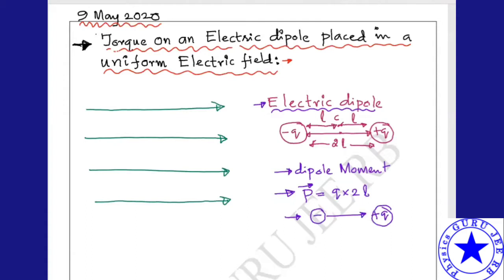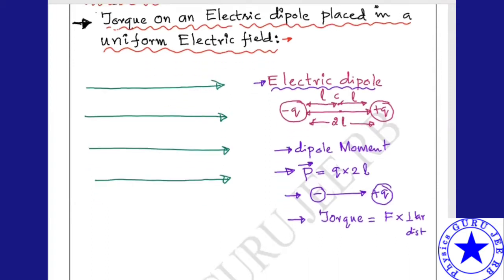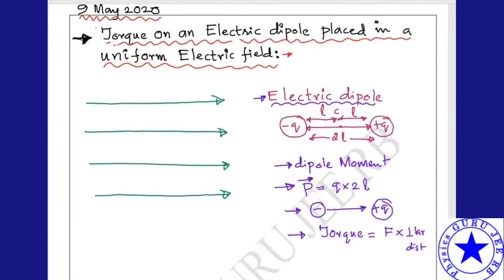Next, what we require here is the torque. Can anybody tell what is the meaning of torque? Torque is nothing but force into perpendicular distance. It is similar to that in rotational mechanics. In normal translational motion we have force, and that is the difference. One should know all these things to start the torque on an electric dipole placed in a uniform electric field.